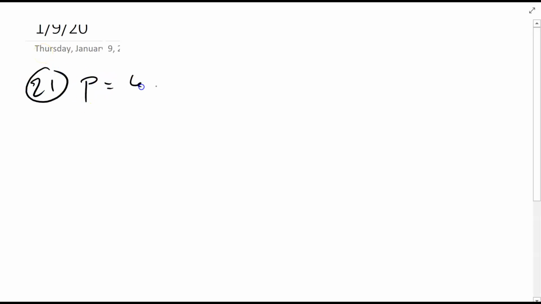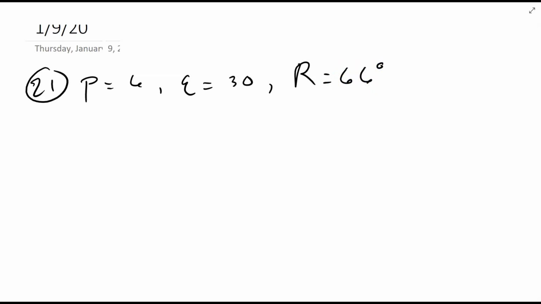All right, so questions from the assignment, starting with number 21. Here we're given P, Q, and then angle R. Okay. So first thing I want to do is check to see what situation I'm in, so whether I'd be using the law of sines or cosines.